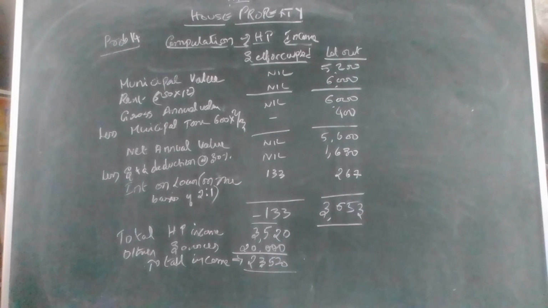Now we have to finalize the amount of income. For self-occupied, obviously it is a loss of 133. And for the let out property, the total amount of income is 3,653. It is an income, whereas for self-occupied we can only get a loss. Then the final house property income for both self-occupied and let out property, if you take the final amount, we get 3,520. Another thing, in this question we are given income from other sources, it is 20,000.